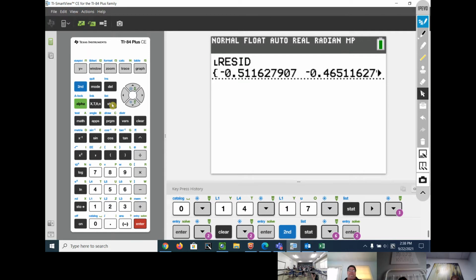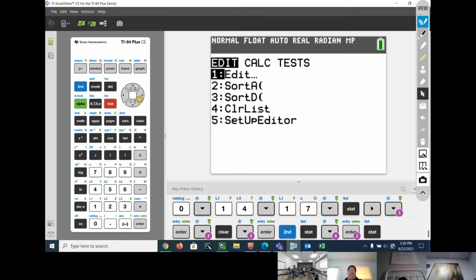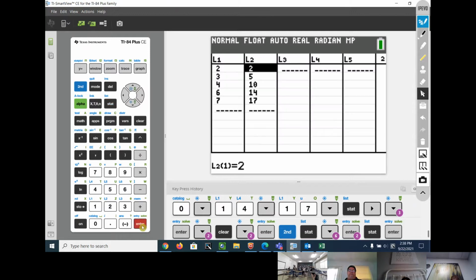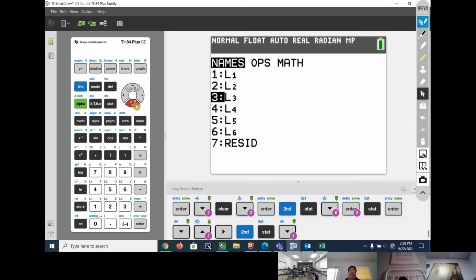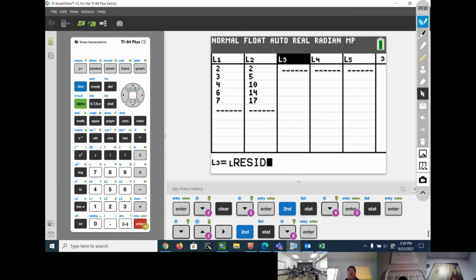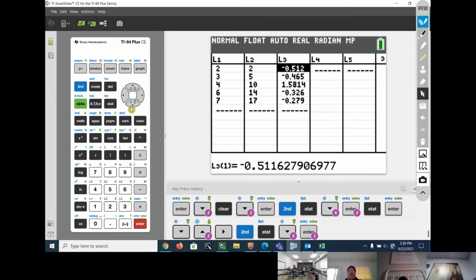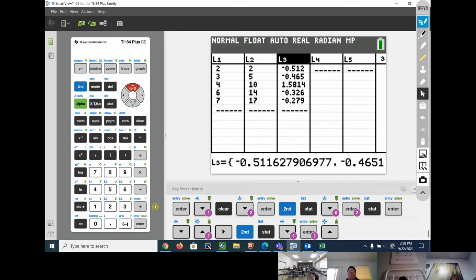Now you can put them in your stat list by doing the following. It's stat, edit, go and highlight L3 and put in second, list, and type in residuals and enter. Does everybody see that? Now you can do anything you want.